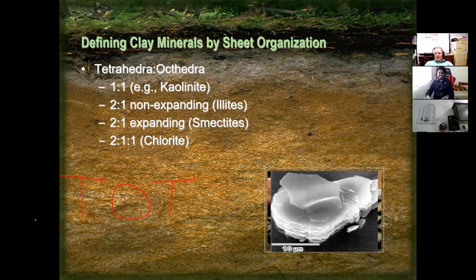You guys will remember that tots means that there's an octahedral sheet that's sandwiched between 2 tetrahedral sheets. Clear as mud?